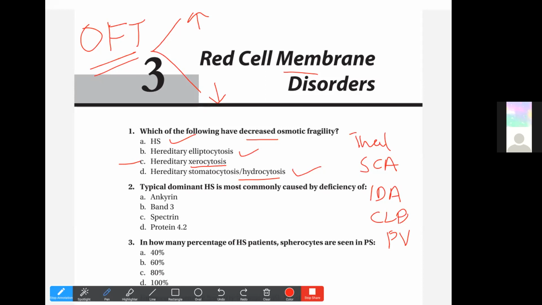So the causes of increased osmotic fragility are these membrane disorders. Mostly increased osmotic fragility is because of membrane disorders, and there will be hereditary spherocytosis, elliptocytosis, and this hydrocytosis form. And in hereditary elliptocytosis, in fact, there could be severe hemolysis even. And also other cases like burns and poisoning.